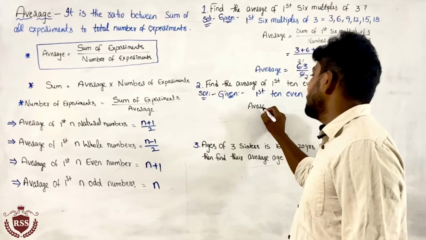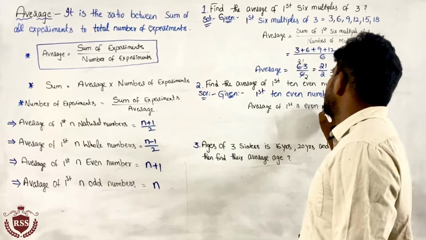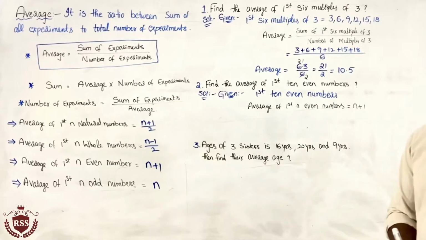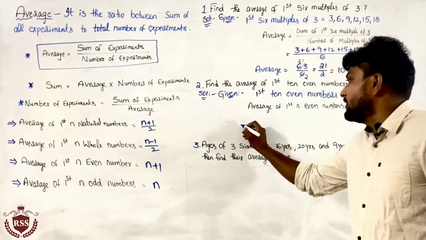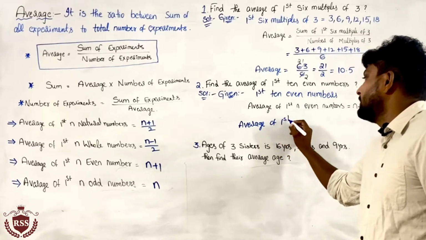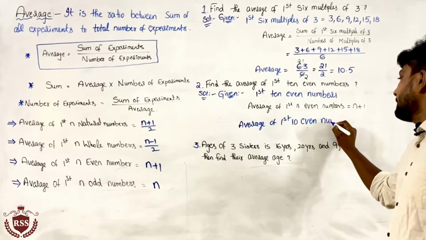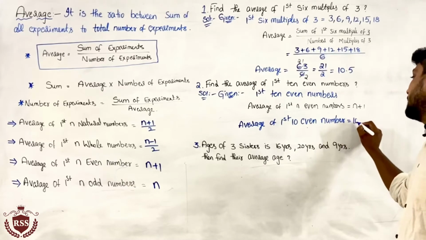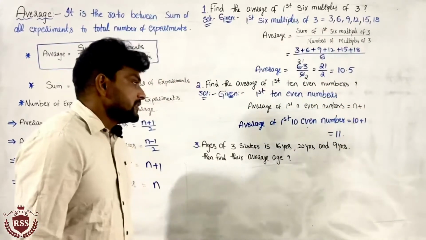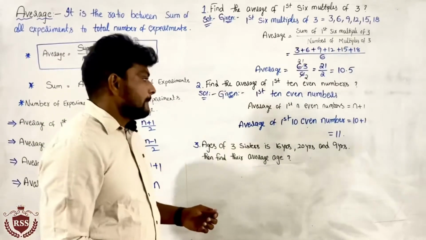Average of first n even numbers equals n plus 1. So similarly here they have mentioned that average of first 10 even numbers, in the place of n we need to place 10, so 10 plus 1 which is equal to 11. Average of first 10 even numbers will be 11. Clear now.